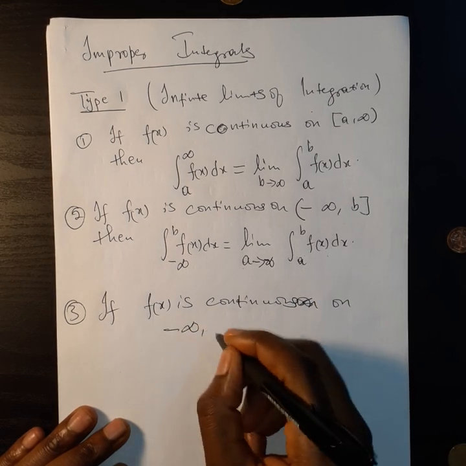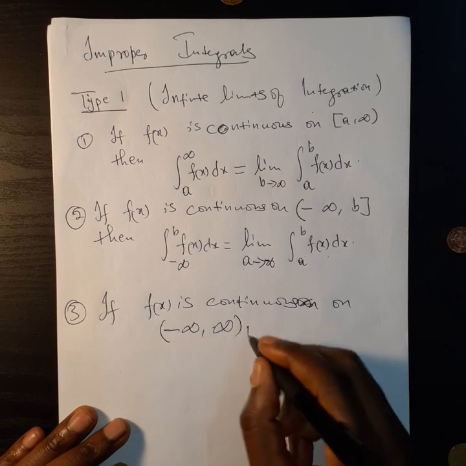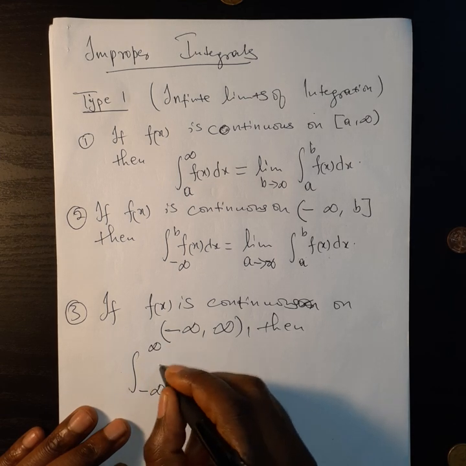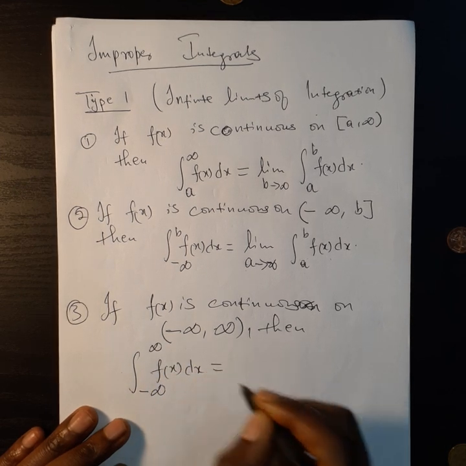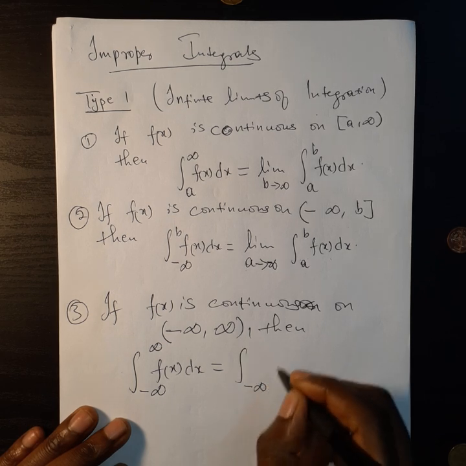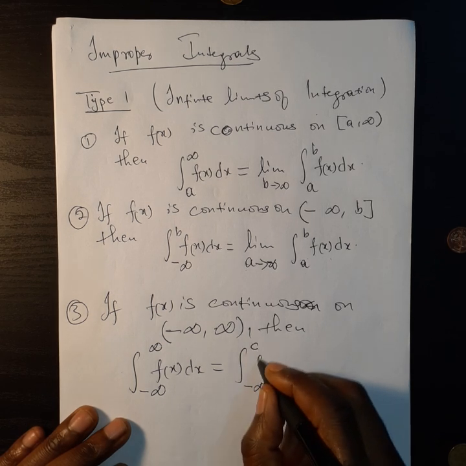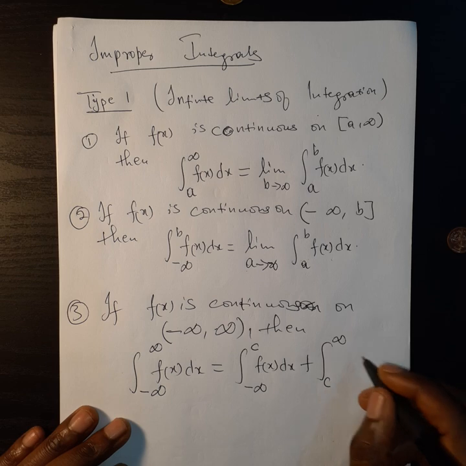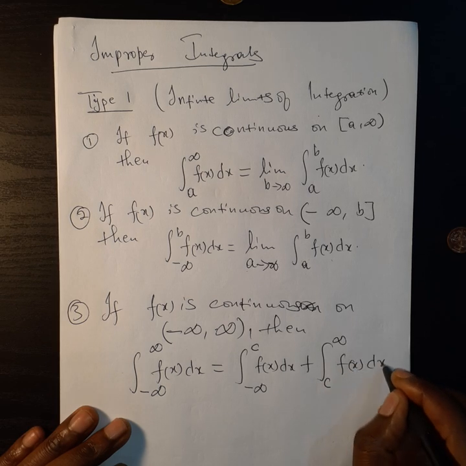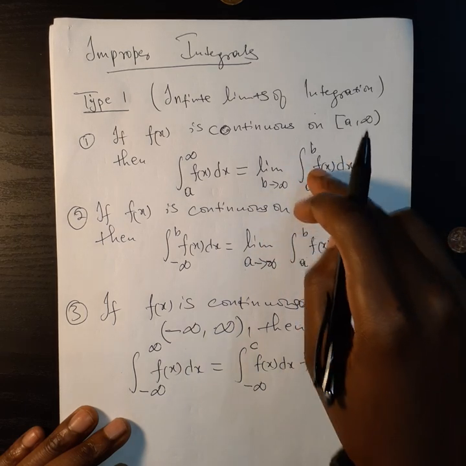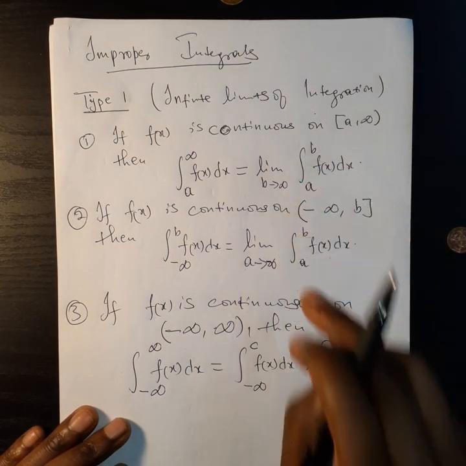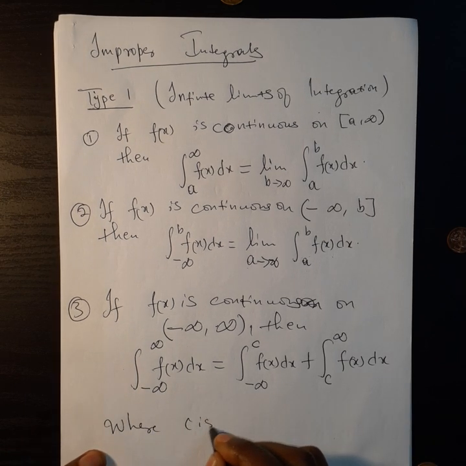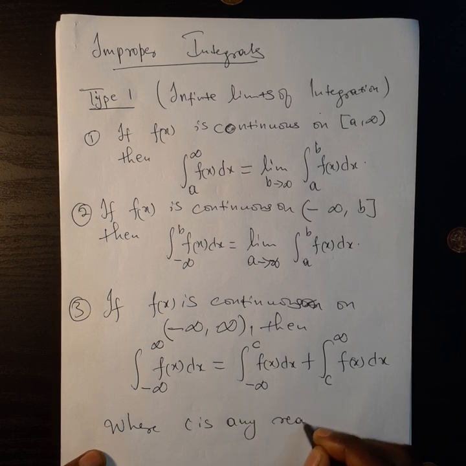The third one is when f of x is continuous on the interval minus infinity to infinity, like this. And then in this case, the integral from minus infinity to infinity of f of x dx will be given by the integral from minus infinity, say, to a number c, of f of x dx, plus the integral from c to infinity of f of x dx, where these two can be evaluated using the skills we used up here.